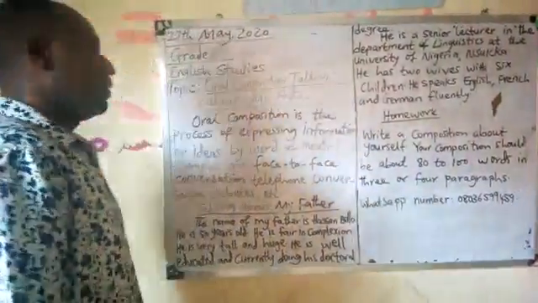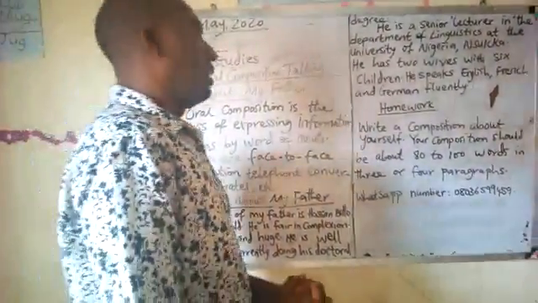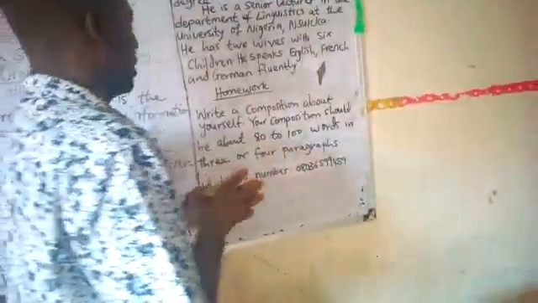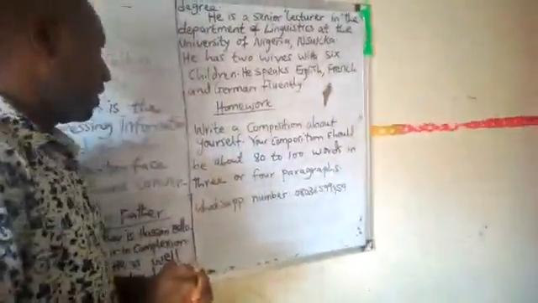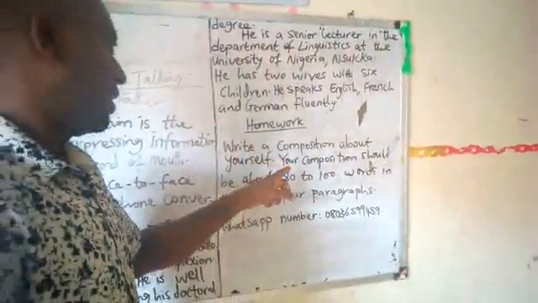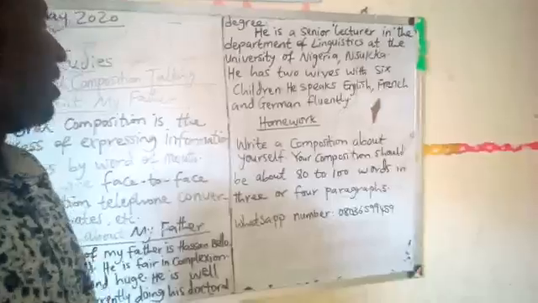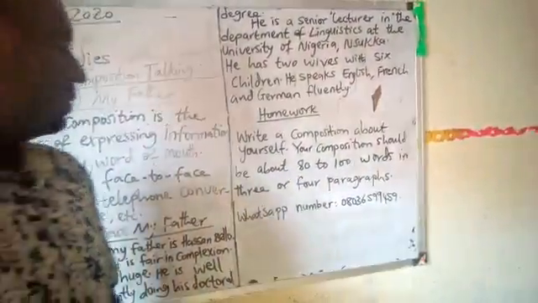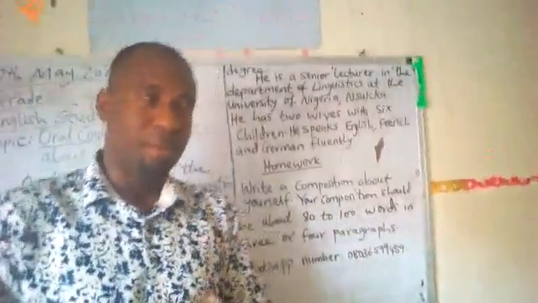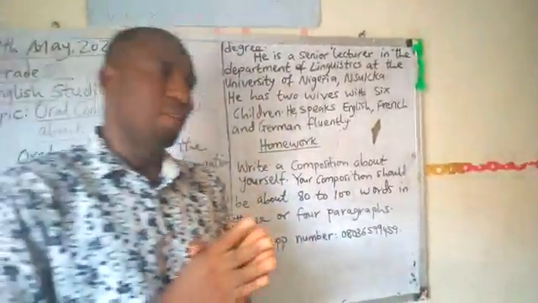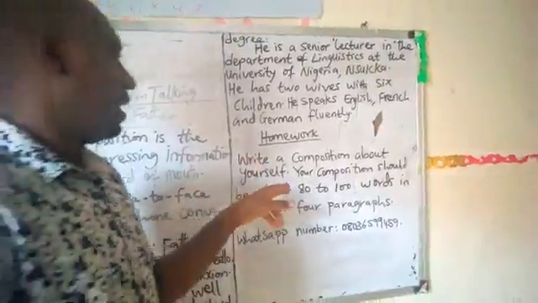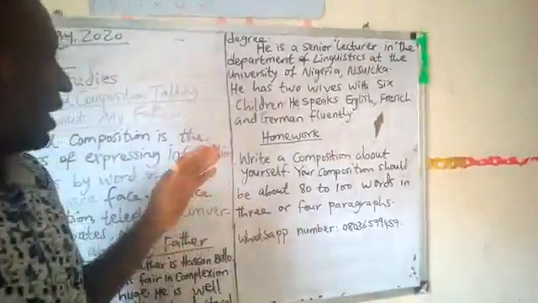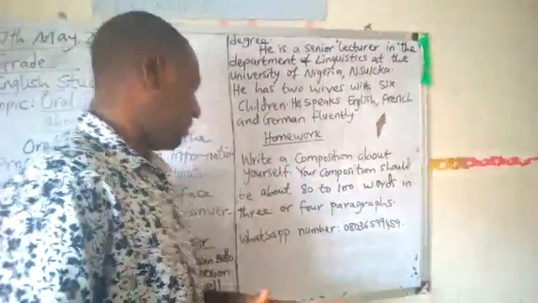Okay, now what you are expected to do in your homework is that you should write a composition about yourself. The composition should be about 80 to 100 words in 3 or 4 paragraphs.